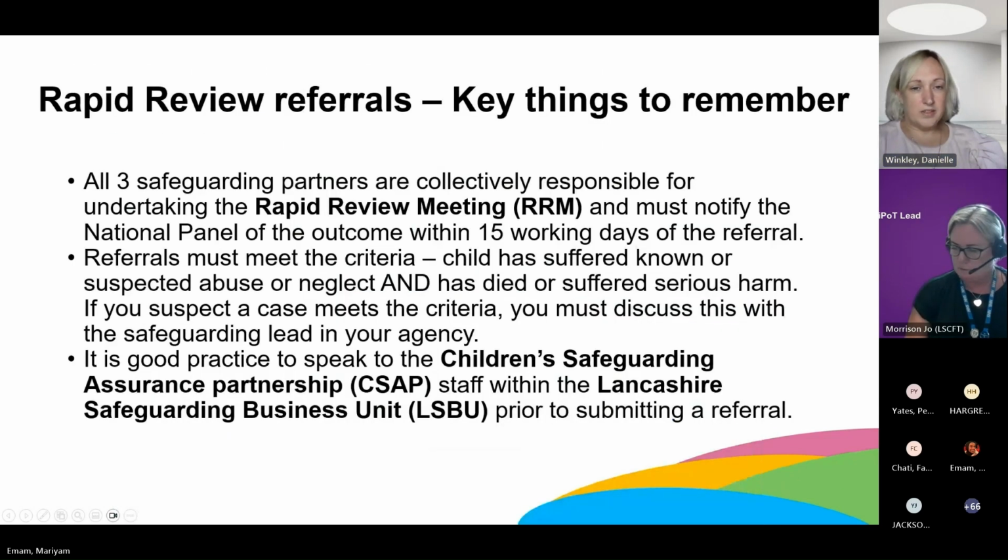Okay. So the rapid review referral. All three partners, that's health, police and children's social care, are part of the rapid review meeting. When we hold that meeting, we have to let national panel, the DFE, know the outcome within 15 days. We've already considered that referrals meet the criteria: child has suffered known or suspected abuse or neglect and has died or suffered serious harm. Again, please speak to us if you think you've got a case that meets that criteria.